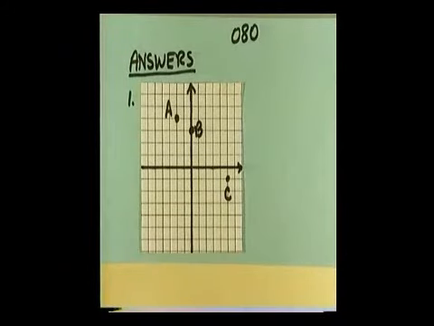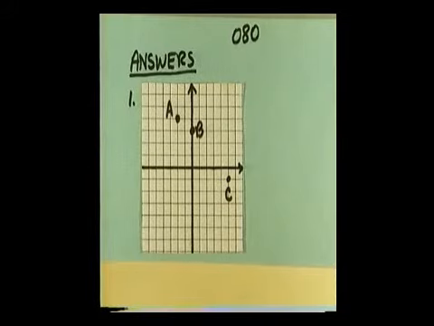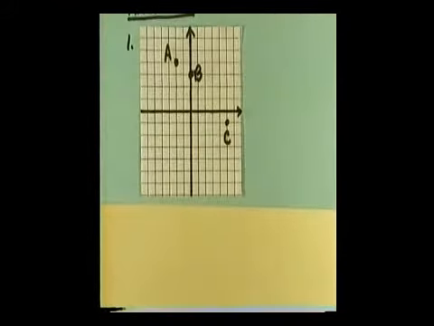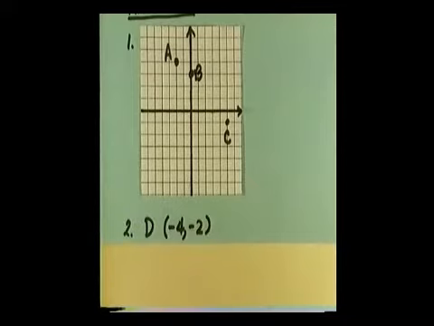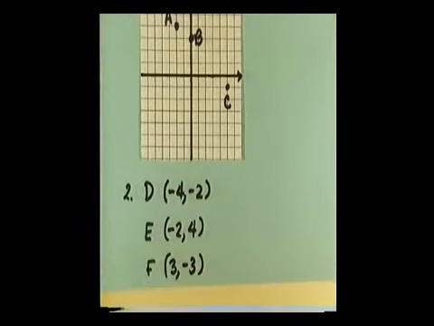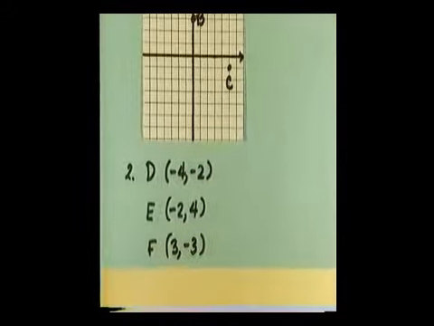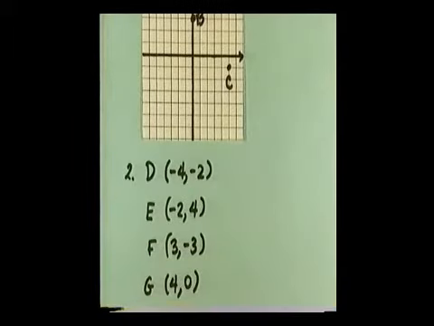Here are the answers. Points A, B, and C on your grid should be located as these are. And for the points you are to identify, D has coordinates -4, -2. E is -2, 4. F is 3, -3. And G is 4, 0. If you made mistakes and can't find where your mistakes are, be sure to get help.